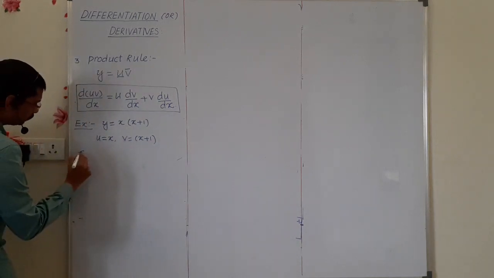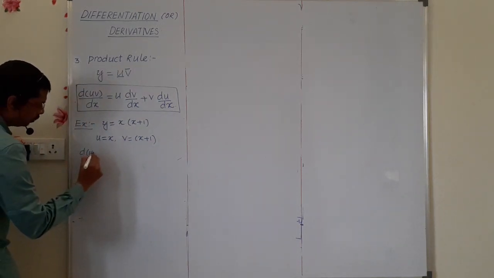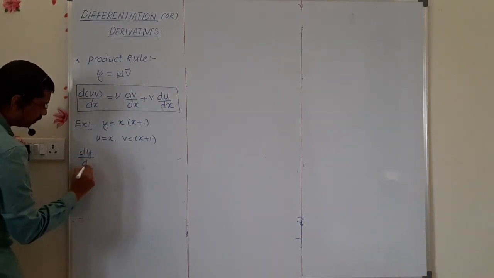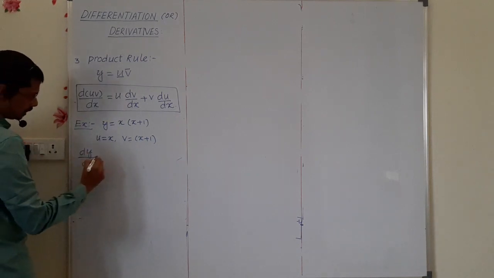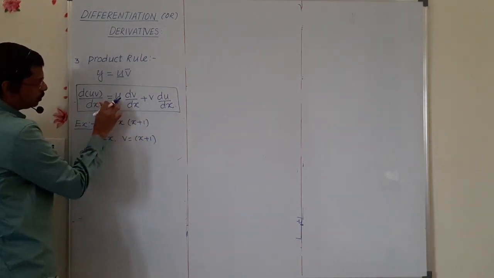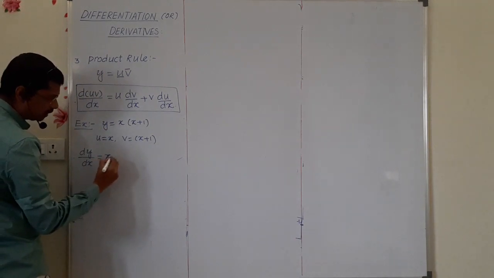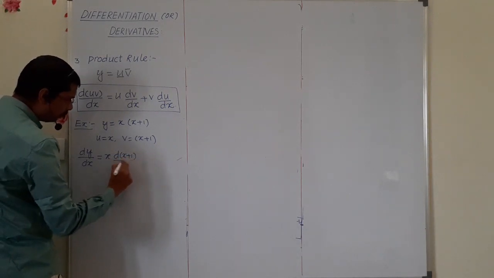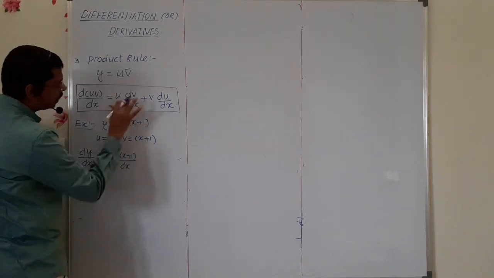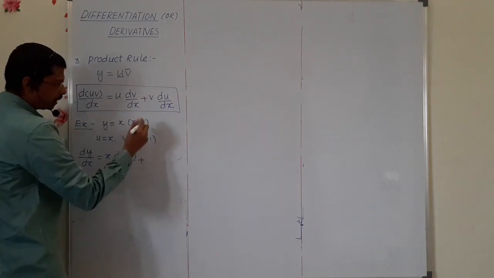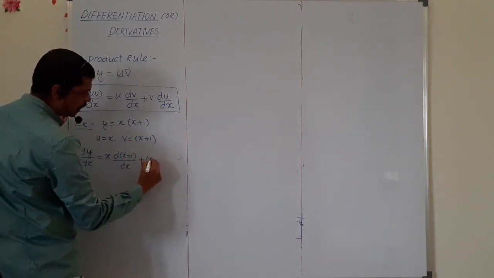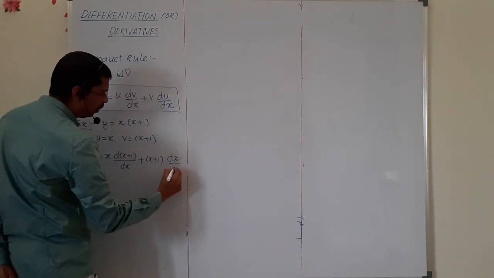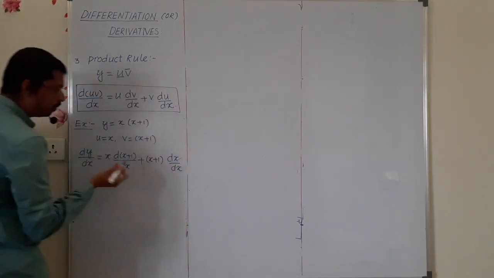Now differentiating: the differentiation of y with respect to x. Now what can we write? First u is a constant, x we can take as constant. Now d of x plus 1 upon dx. After, plus v is a constant. What is v? X plus 1 is the constant v. Now dx upon dx. Formula written.